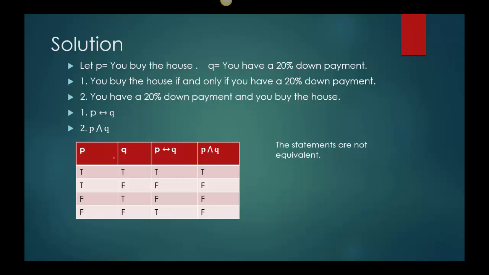And then P and Q, I need them both to be true. So this is true, this is false, this is false, this is false. Only that true, true is true. All right, so this starts off pretty good. Trues, false, false, but this last one right here is where it all falls apart. Because these don't match, the statements are not equivalent.